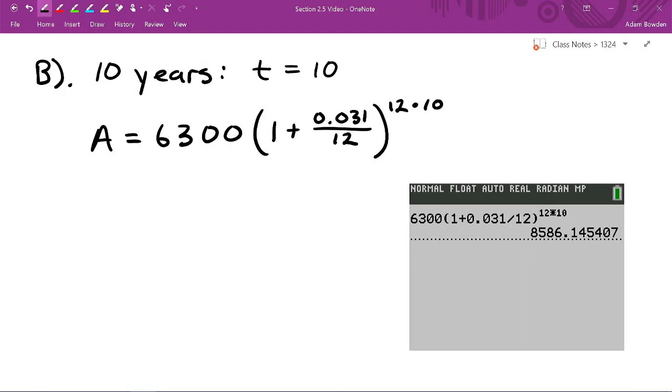We're going to round it again. Now notice though, we're going to round with the number 5 here. So that's going to round this up to 0.15 at the end. For dollars and cents, we'll write this as $8,586.15.